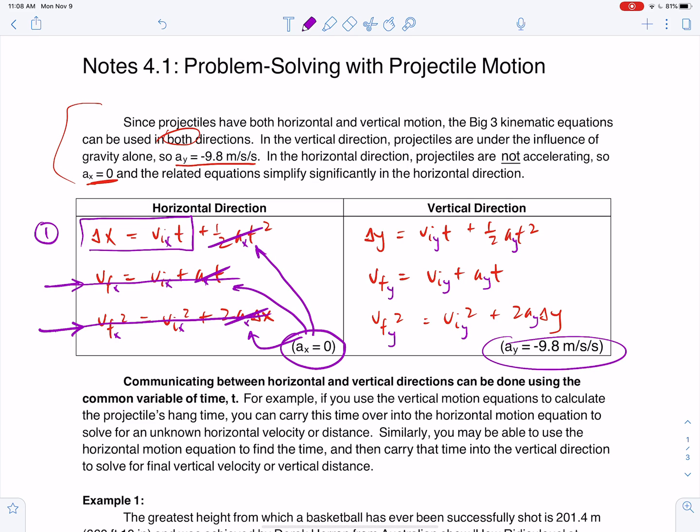So that means this acceleration of negative 9.8 meters per second squared is going to apply here, here, and here. Since the acceleration is not zero in the vertical direction, all of the vertical equations still apply and are still useful. So I can call these equation 2, equation 3, and equation 4. So we have one equation in the horizontal direction that's useful and 3 equations in the vertical direction that are useful.